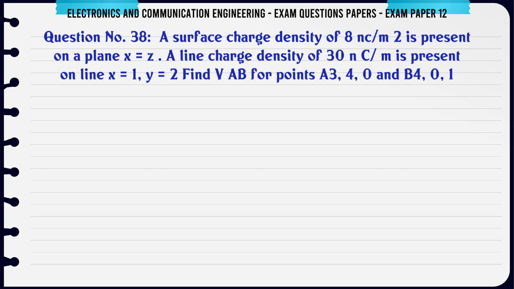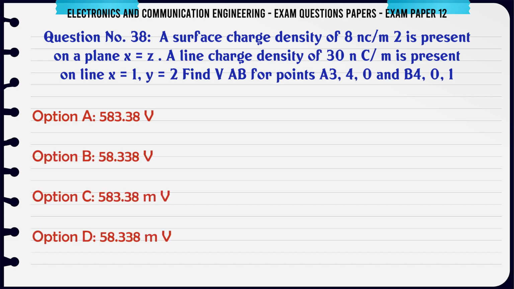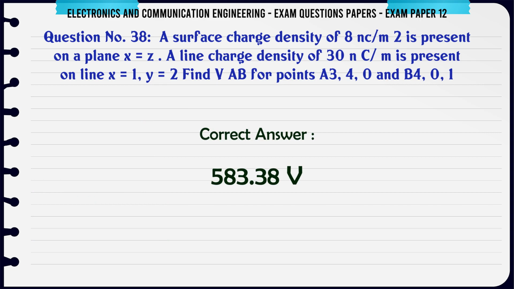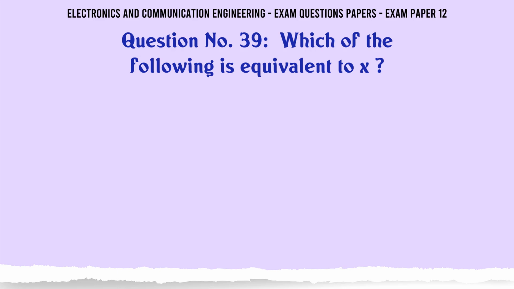A surface charge density of 8 nC/m^2 is present on a plane XZ. A line charge density of 30 nC/m is present on line X=1, Y=2. Find VAB for points A(3,4,0) and B(4,0,1). A) 583.38 V, B) 58.338 V, C) 583.38 MV, D) 58.338 MV. The correct answer is 583.38 V.